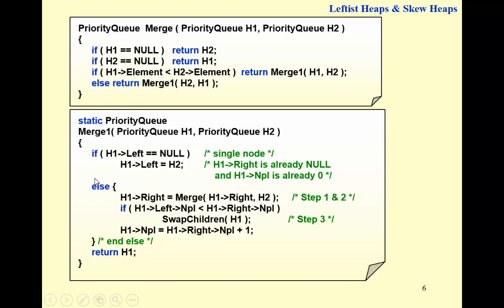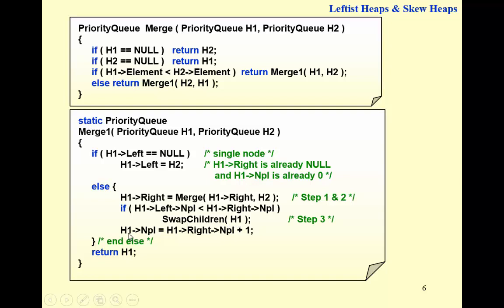And if H1 is not a single node, if it has some left subtree, then we do what we described before. We simply merge the right child of H1 with H2 and attach it to be the right child of H1. Then we compare the NPLs of its left and right children. If necessary, let's swap their children.